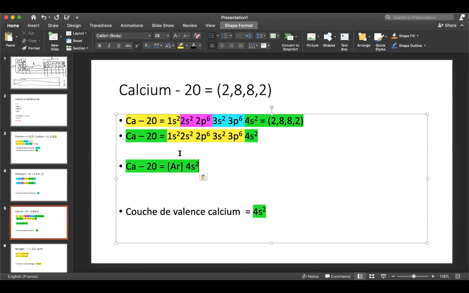So, in other words, you've simplified this 1s2, 2s2, 2p6, 3s2, 3p6 and written it as argon, and you've just added the valence shell, which is here. So therefore, argon can be written in this way as well. The electron configuration can be Ca20: argon 4s2. Then the same principle applies. Is it clear for this part?